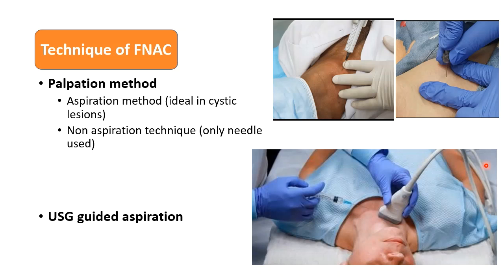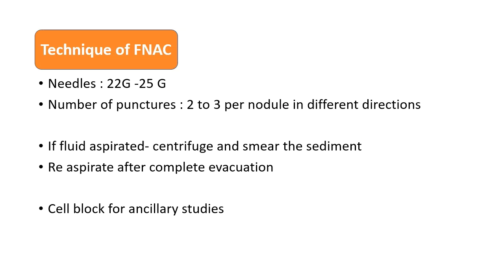So this method can be by palpation method or by ultrasound guided aspiration. In ultrasound guided aspiration, we use a probe which is used to guide the needle in the thyroid, and then we can take out the aspirate. Usually 22 to 25 gauge needle is used, and we take 2 to 3 punctures per nodule in different directions.